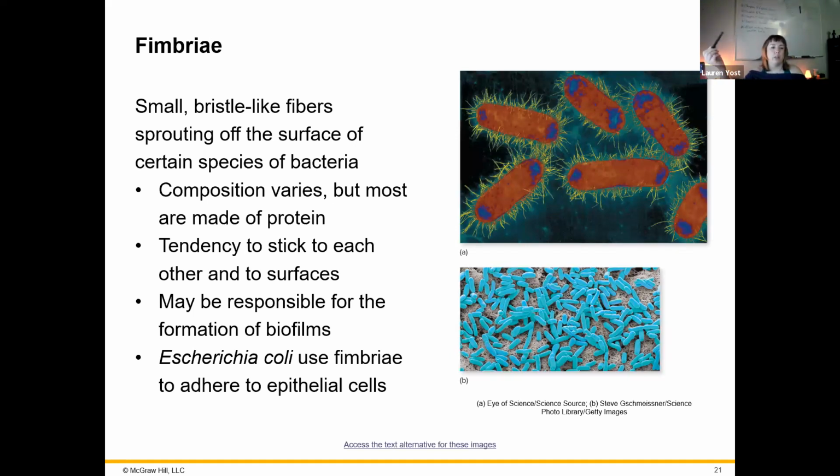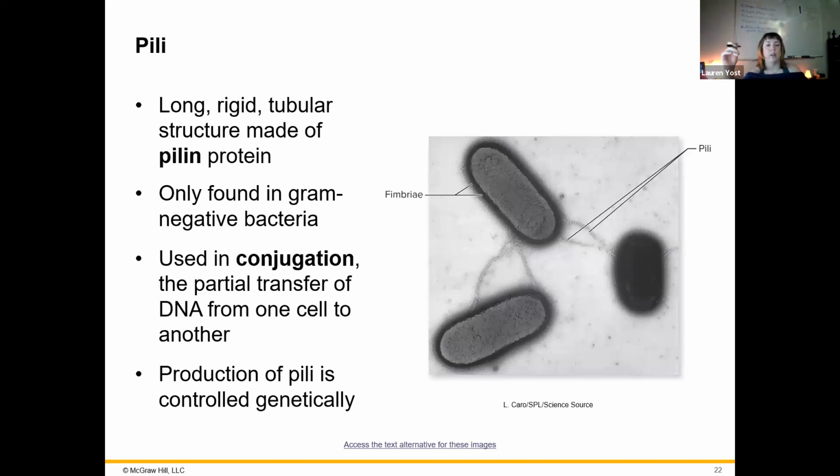Let's start with the fimbriae. These are bristle-like fibers sticking out that allow for attachment to surfaces. This is usually used by organisms that are starting the formation of biofilms. And E. coli uses this to adhere to epithelial cells so that it can start an infection in a host as a pathogen.